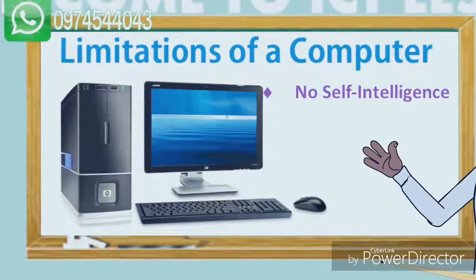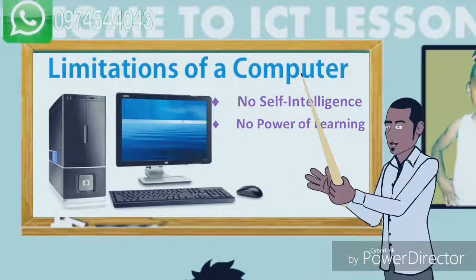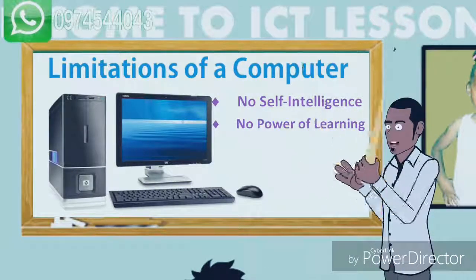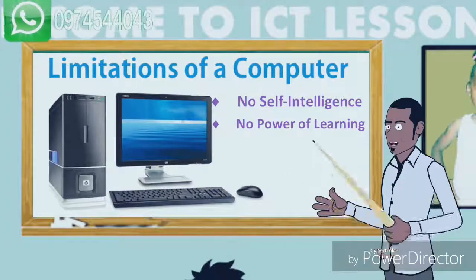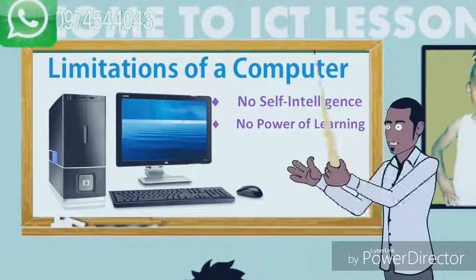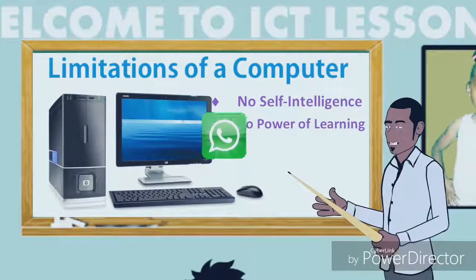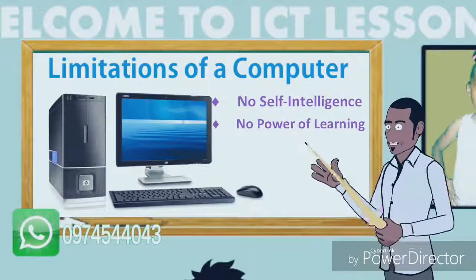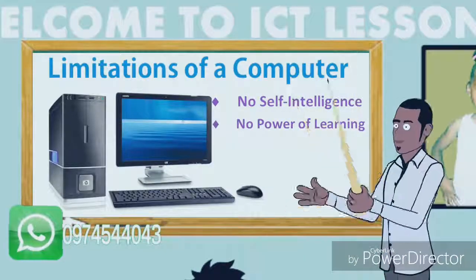Another one is no power of learning. What does it mean when we say a computer has got no power of learning? This means that a computer is not like a human being. A human being is able to learn new things, but a computer cannot learn new things. It can only get the information or the instruction that a human being has prepared for it to run. So a computer has no power of learning new things on its own, unless a user has programmed something, then he can install it in that computer.